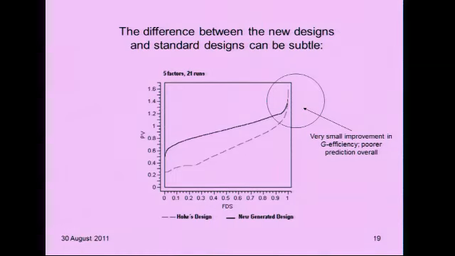Here's a comparison to standard designs. This is 5 factors, 21 runs. The dashed line is a Hoke design, and the newly generated G-optimal design is the solid line. And you can see that you get a very small improvement in G efficiency with the G-optimal design. But the performance of the Hoke design is much better over almost all the design space.